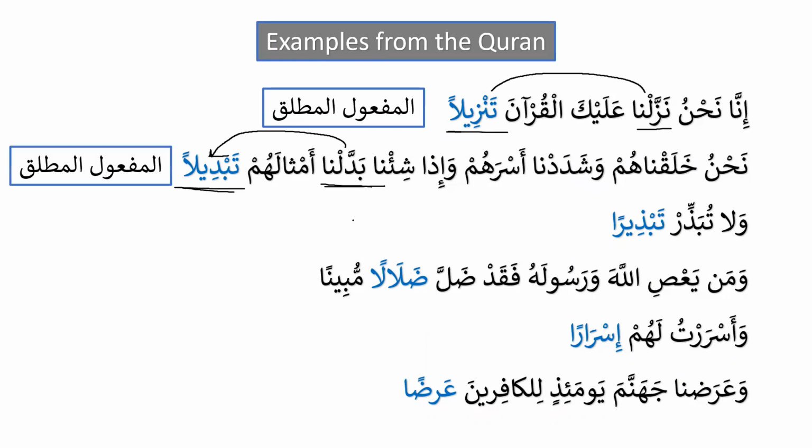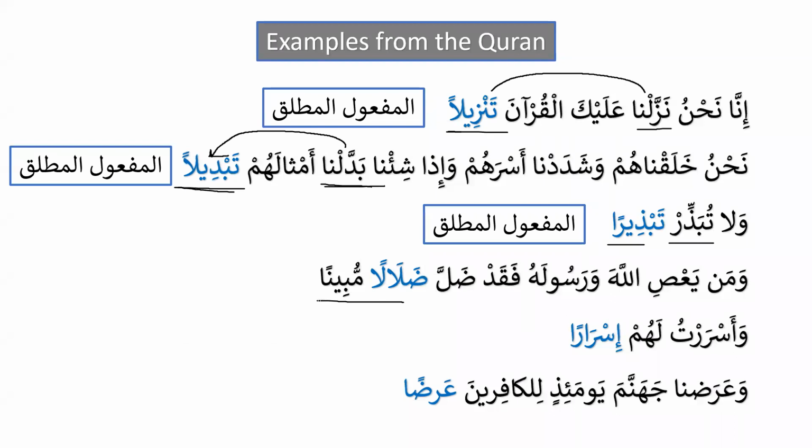Similarly, this is also للتأكيد المعنى, and then we have ولا تبذر تبذيرا. Again, we have تبذر, and we have تبذيرا, مفعول مطلق للتأكيد المعنى. Then we have ومن يعص الله ورسوله فقد ضل ضلالا مبينا. Okay, this one is by what is that?